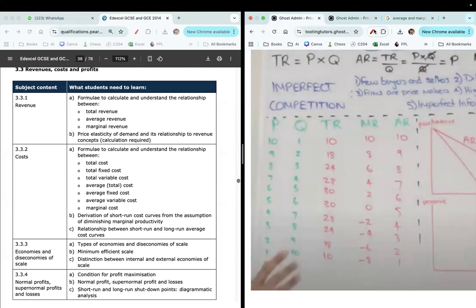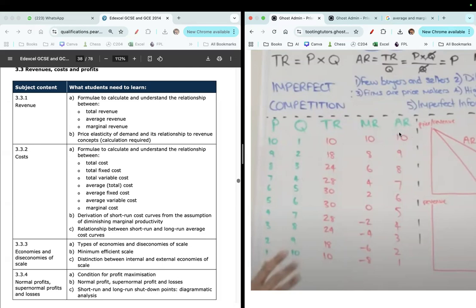Here's just a random example. So from an Econ Per style video, if the price is 10, you sell one item, your total revenue is 10 times 1, which is 10. If you sell 2 items, 9 times 2 is 18, 8 times 3 is 24. These are your total revenues.